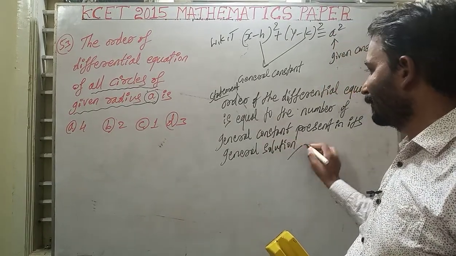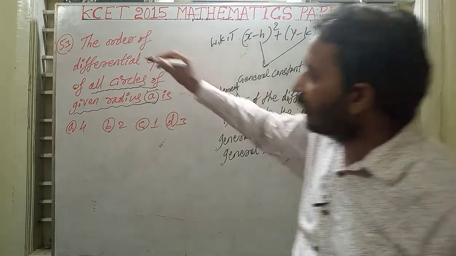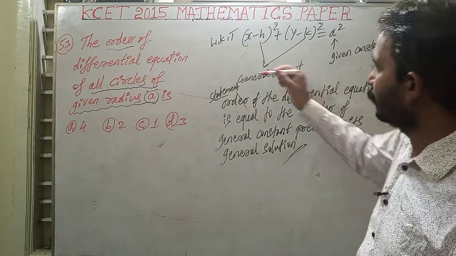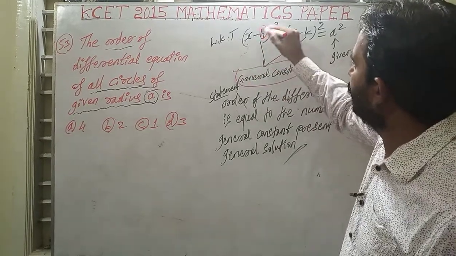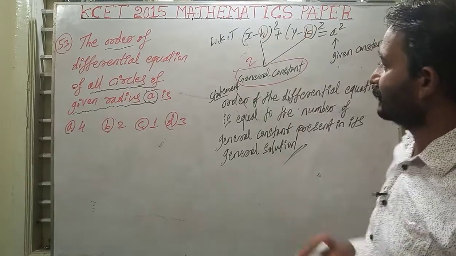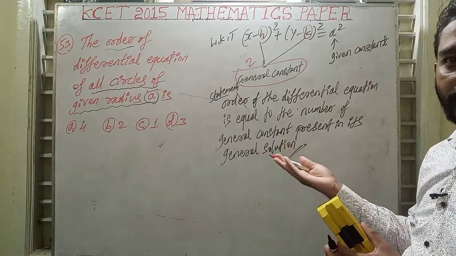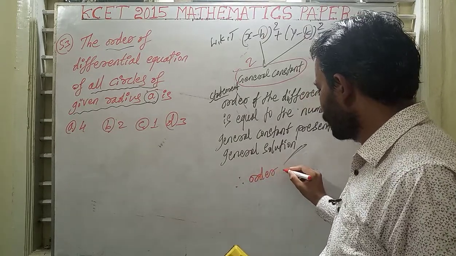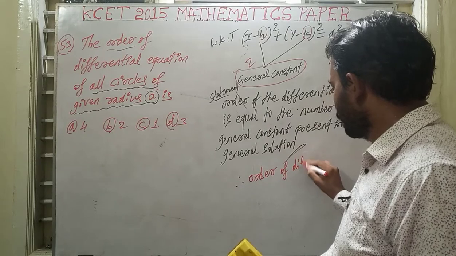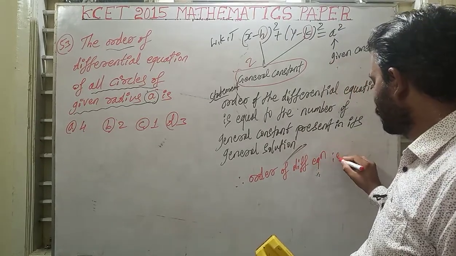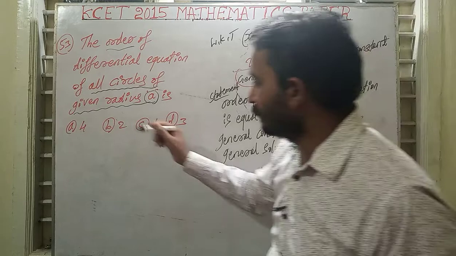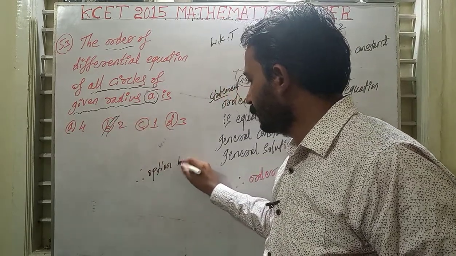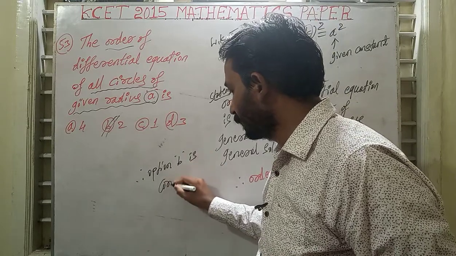So using this statement we have to identify the order of the differential equation. In this case, how many general constants are there? Two, this one and this one, two general constants. It is equal to the order of the differential equation. Therefore, the order of the differential equation is 2. 2 is the good answer. Option B is correct.